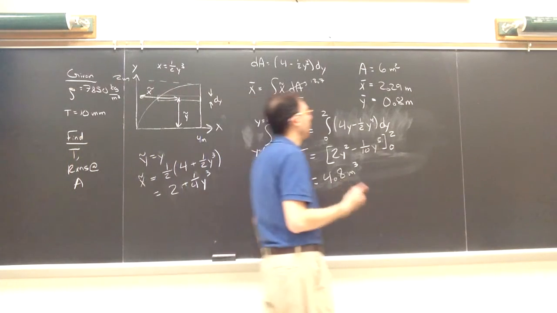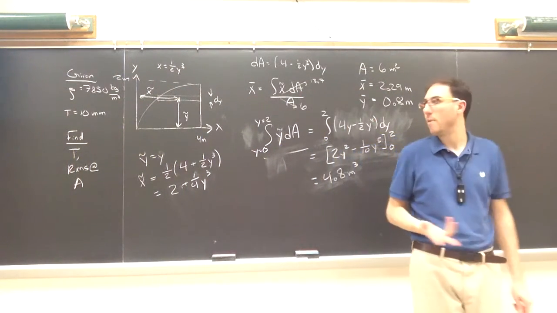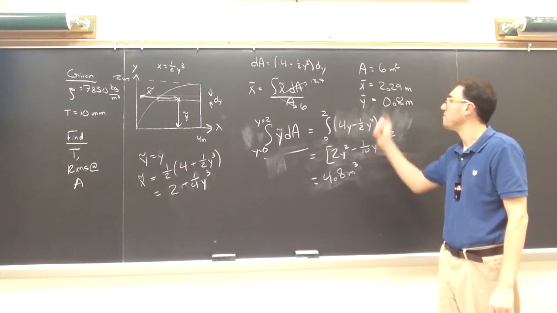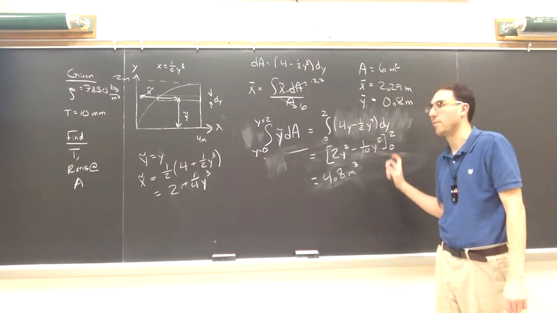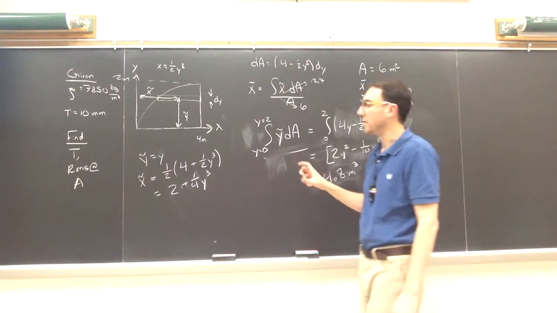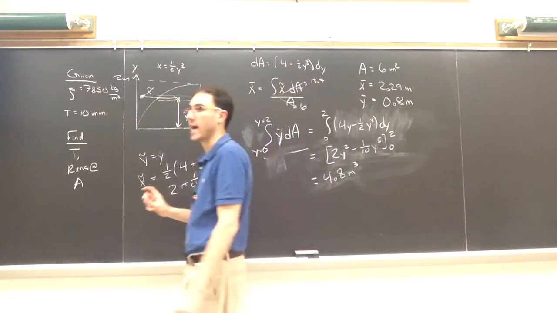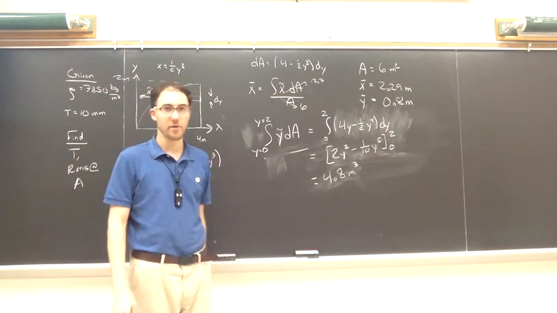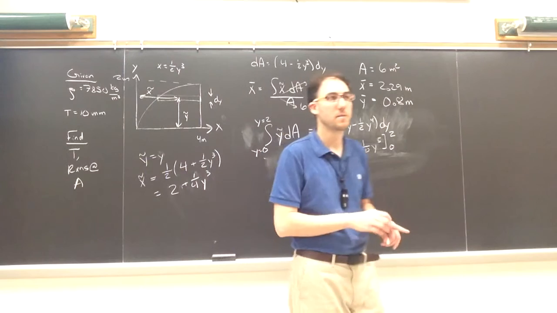I have my area, I now have my x bar, I have my y bar, so I know where the centroid is located, and I know what the area of my shape is, which I need in the next step when I go back to create a free body diagram and then analyze my free body diagram. Questions on the calculus steps in this one?